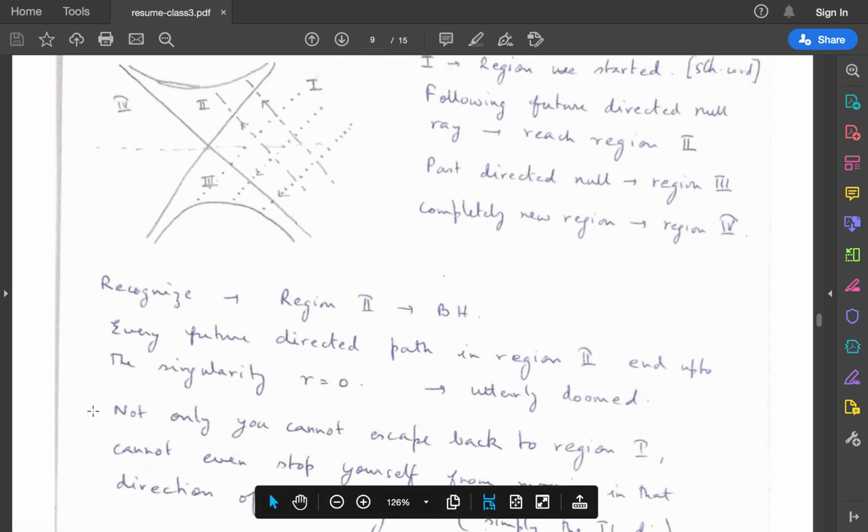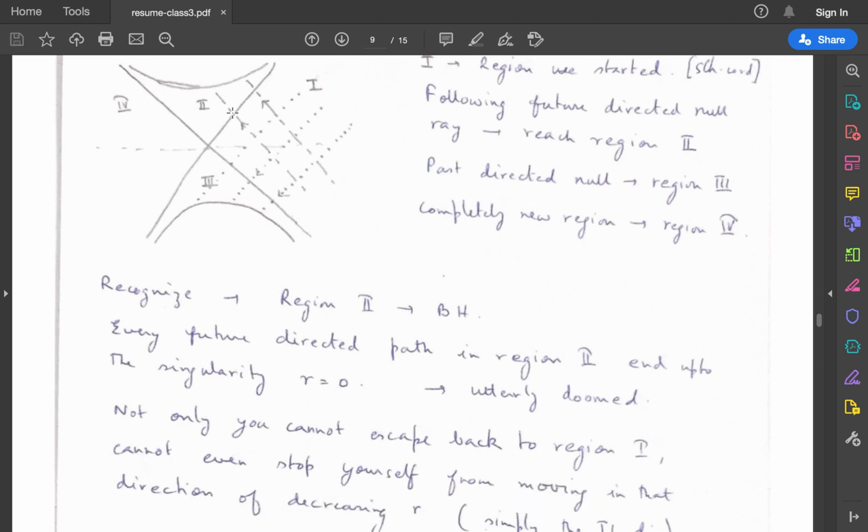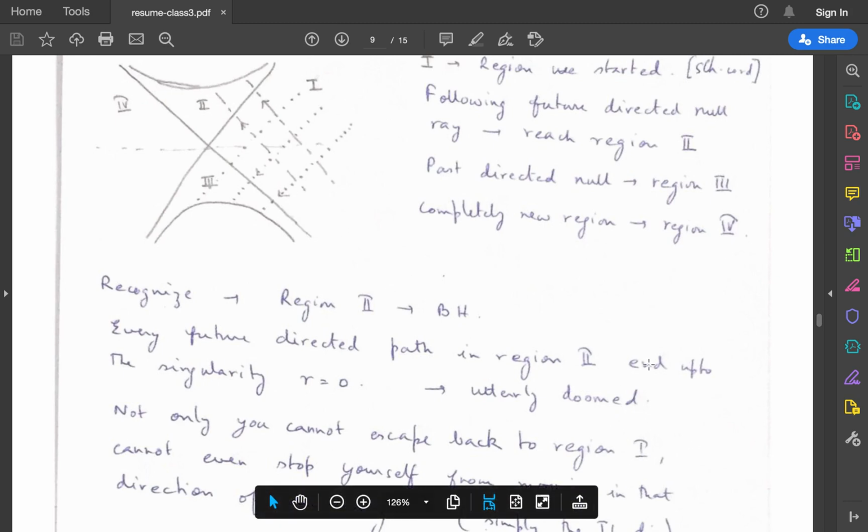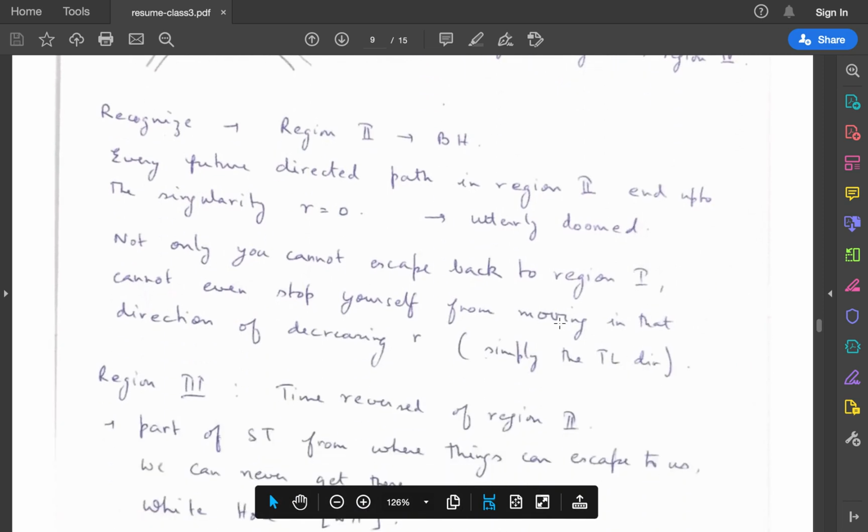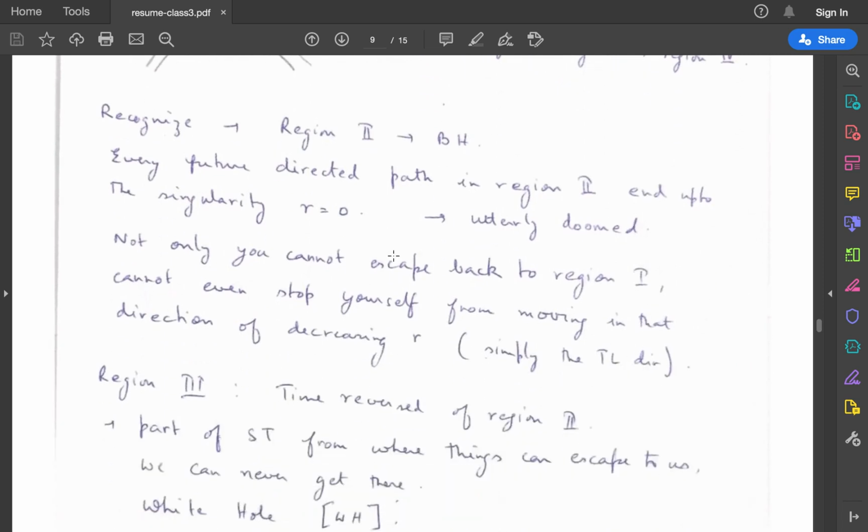So if you are here, and you have crossed this line, not only can you not come back, you cannot even wander here. You just have to follow this timelike direction and hit here. You cannot even go through here. If you are here, you have to follow this straight line and hit the r equal to 0 singularity. You cannot stop yourself from moving in the direction of decreasing r. This is simply the timelike direction.